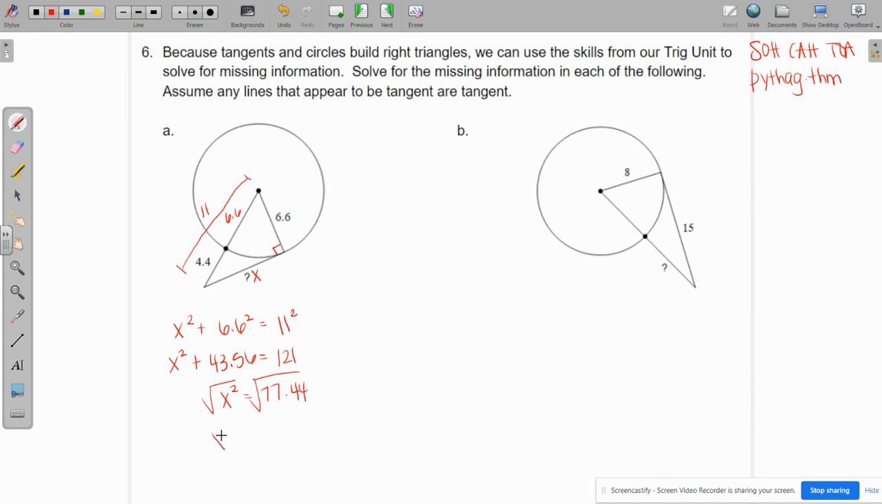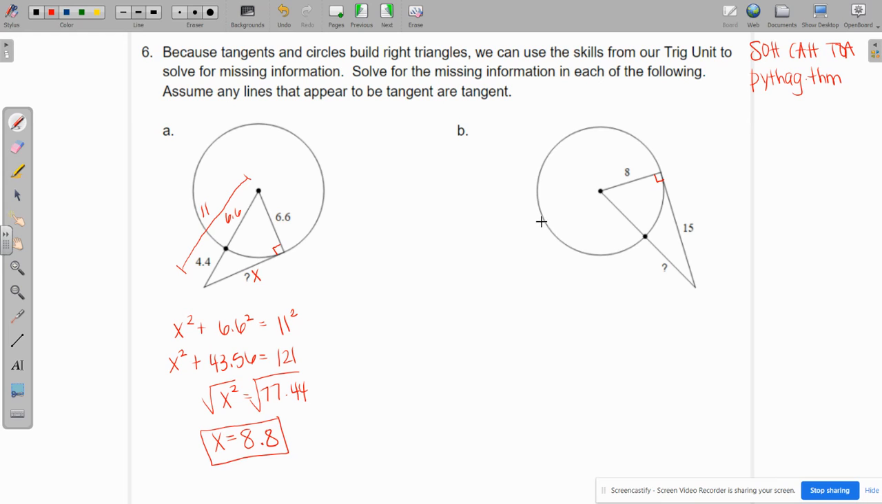And when I square root, we can go ahead and just approximate. And actually, this one gives us an exact answer. The square root of 77.44 is exactly 8.8. So this side over here is 8.8 units. Over here, we have this segment appears to be tangent, so this means this is a right angle. So again, I have a Pythagorean theorem problem.